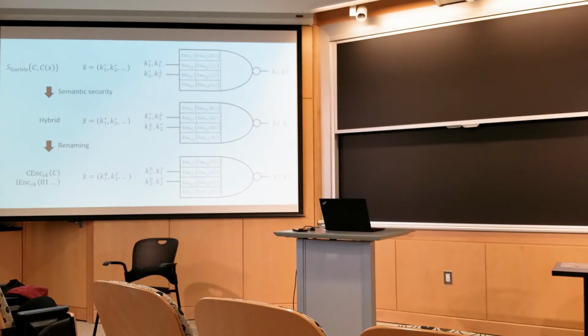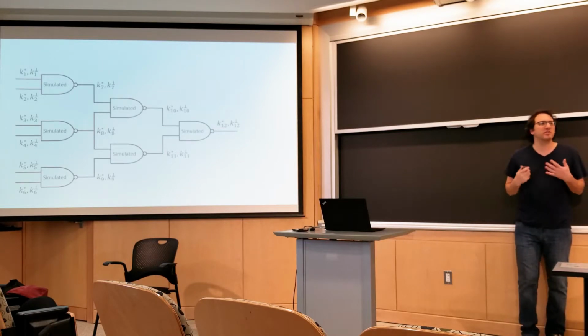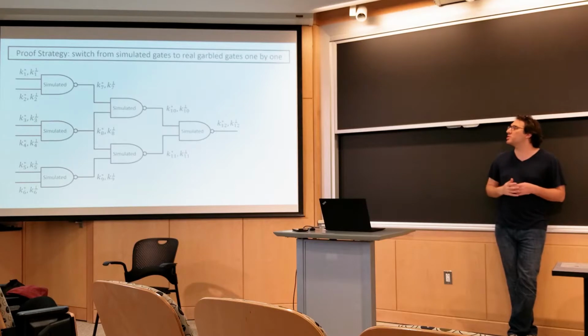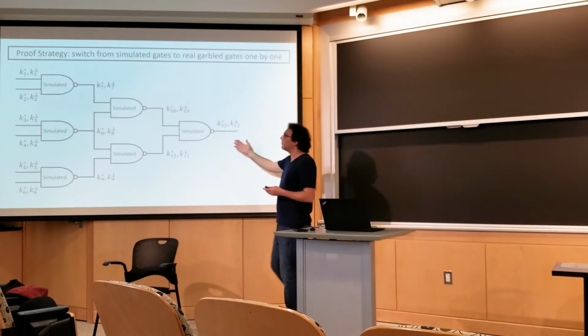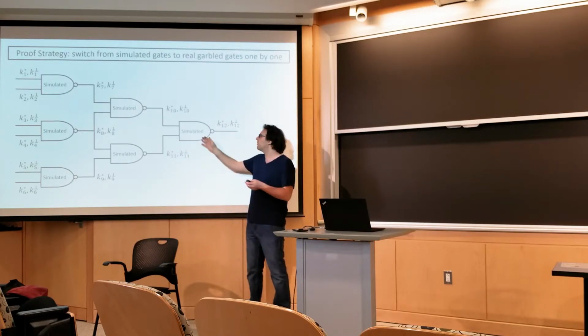So this is the argument that looks at one gate. Now in the actual simulation, we have a lot of simulated gates, one for every gate in the circuit. And we want to argue that you can change these simulated gates to real garbled gates one by one. So the first strategy is to switch from simulated gates to real garbled gates one by one. You do this through a sequence of hybrid arguments. The number of hybrid arguments is really the number of gates in the circuit. One hybrid and maybe sub-hybrid for every one of these gates.